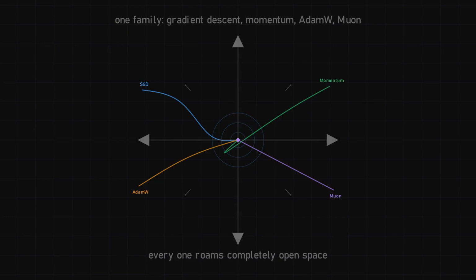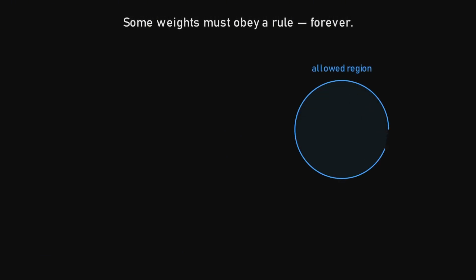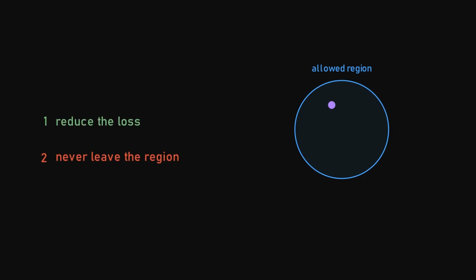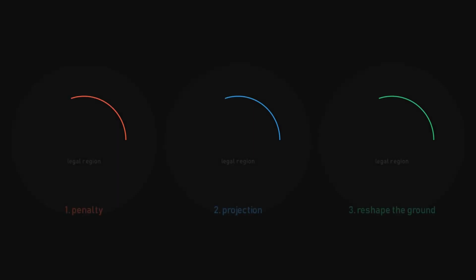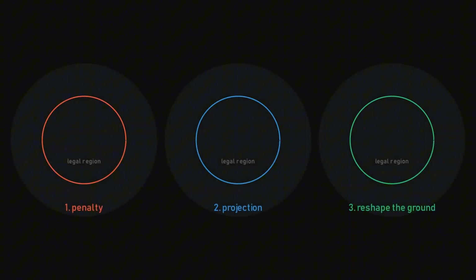But some matrices can't have that freedom. Some matrices must obey a rule forever, and none of these optimizers can promise that. Ask any one of them to reduce the loss but never leave the region, and they have no mechanism for the second half of the sentence. We don't just need a better step, we need an optimizer that can be told a rule and cannot break it. That's a different field, constraint optimization.